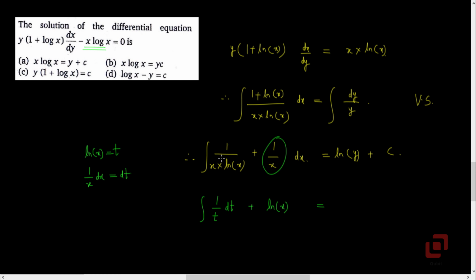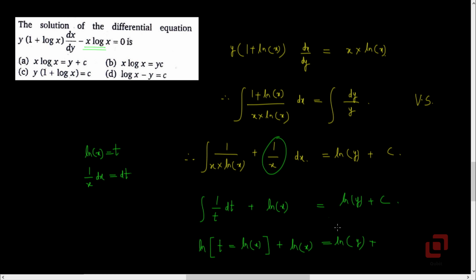Note that 1 upon x dx is dt and 1 upon log x is 1 upon t. RHS is log of y plus c as it is. We now integrate 1 upon t with respect to t, which will be log of t. But what is t? t is log of x. So we get log of log x plus log of x equal to log of y plus c.